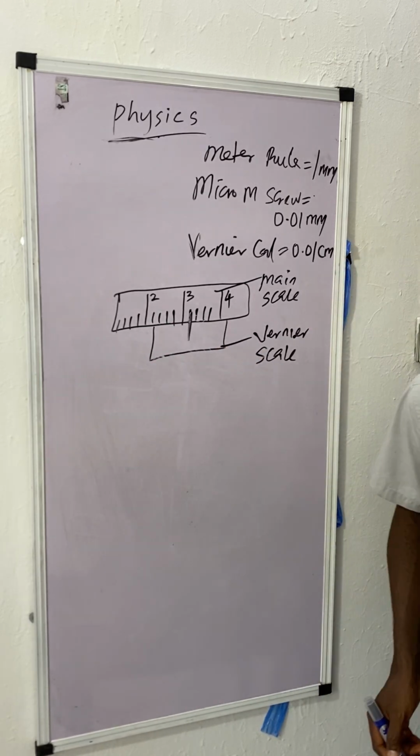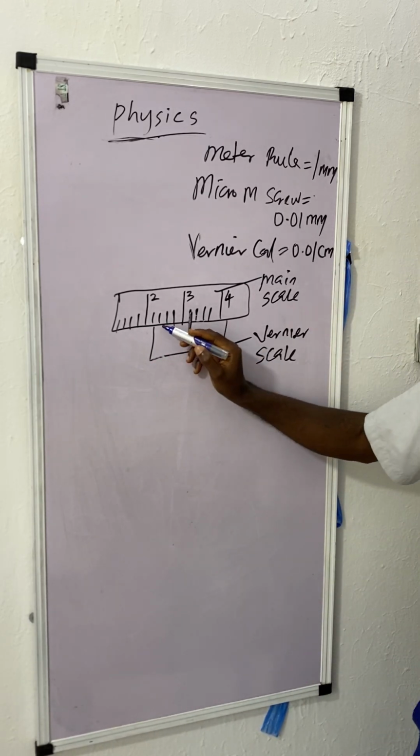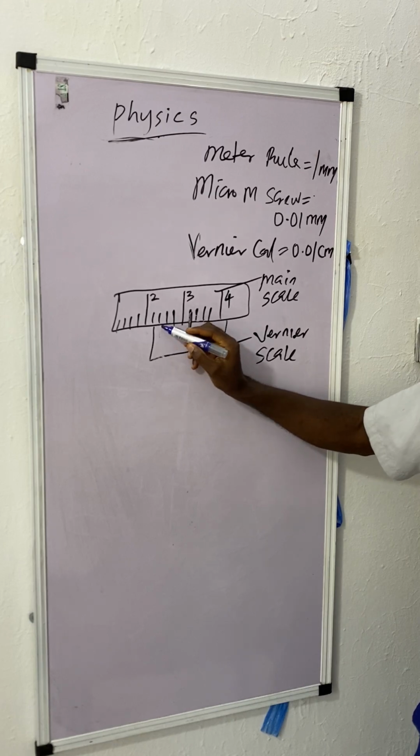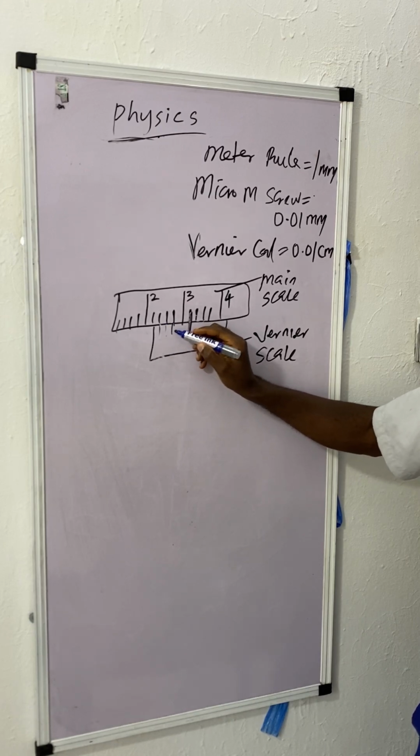All right. First of all, we are going to take main scale reading first. Okay. So let's say this is the vernier scale. 1, okay, 1, 1, 2, 3, 4.